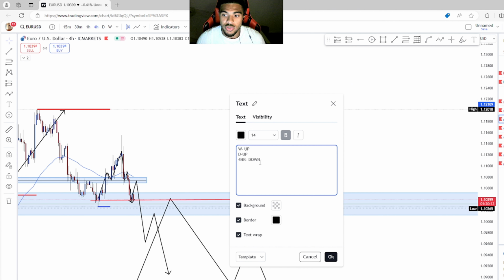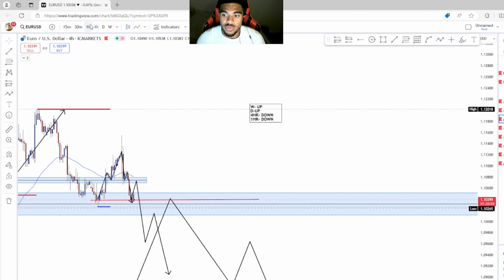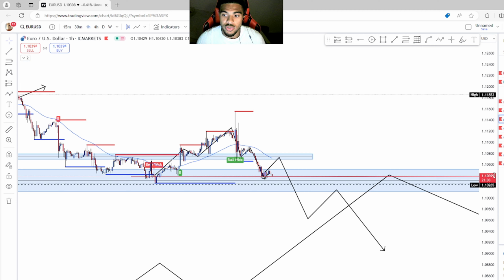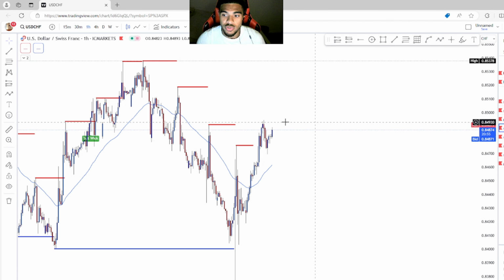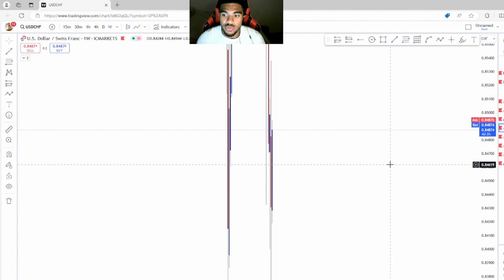4 hour down, hourly will also be down as well if that's the case. Let me just make sure the hourly is down as well. Yeah, hourly is also in a downtrend. As you can see, nice head and shoulders on the hourly time frame as well. Could potentially see it going further down, but let's have a look.